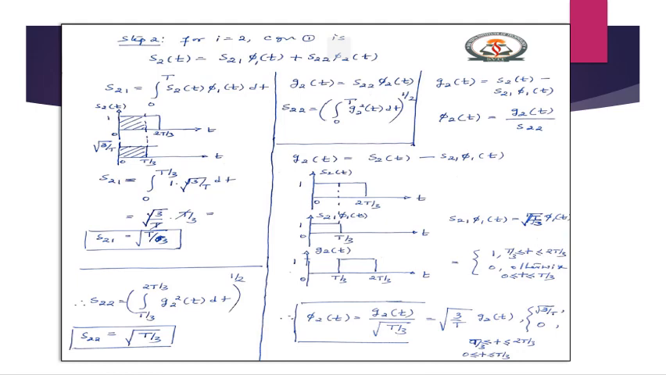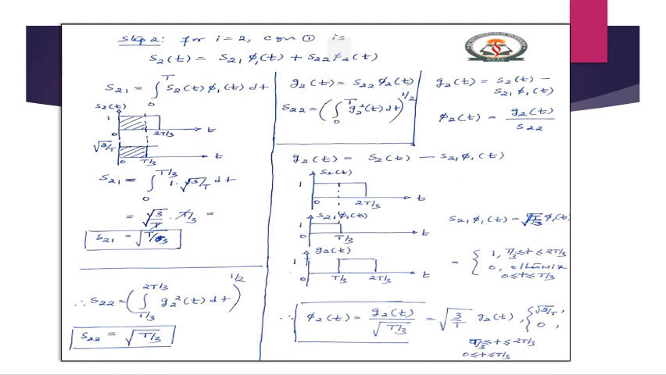So S21 equals integration from 0 to T by 3. The s2 of t is 1 when t ranges from 0 to, sorry, 2T by 3. Therefore S21 equals integration from 0 to T by 3 of 1 into phi1 of t, whose value is root of 3 by T, into dt. So the limits will be changing here, and the final value will be S21 equals root of T by 3 by solving the above equation.